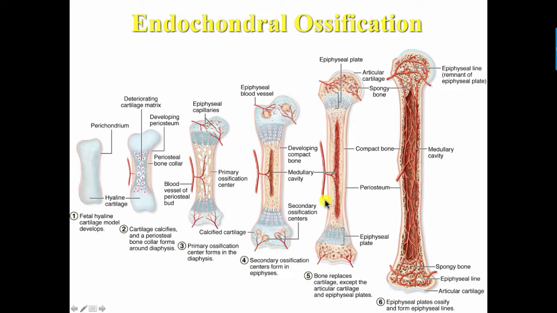Increase in width of the bone is achieved by apposition of bone on the surface under the periosteum and removal of bone on the inner endosteal surface, so that this compact bone here doesn't become too thick and the size of the marrow cavity can increase.